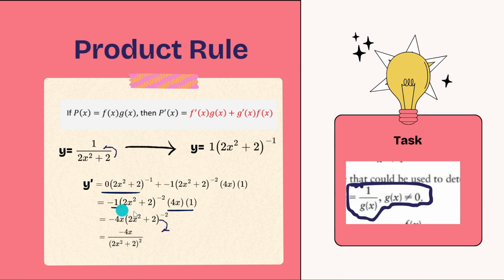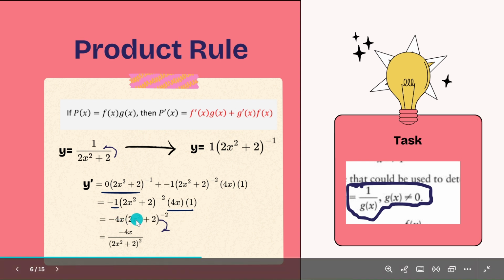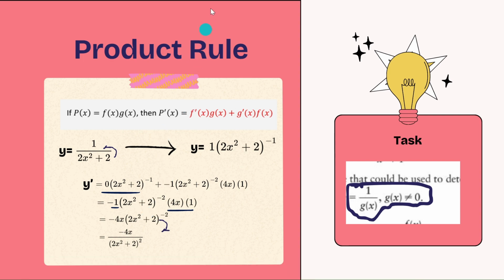We can simplify these three that I underlined, which gives us negative 4x multiplied by (2x squared plus 2) to the negative 2. To make it a positive exponent, we just bring this over to the denominator, which changes the sign of the exponent, and that's why we have negative 4x divided by (2x squared plus 2) to the power of 2, which is the same as the previous example. So we can use these two rules to find the same answer.